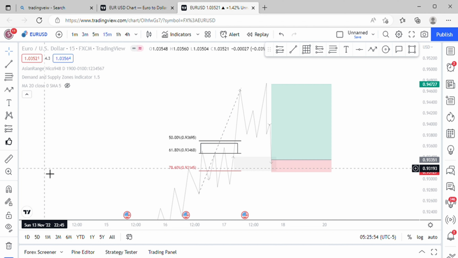During the execution, our stop loss will be below the demand zone, below the engulfing candle. Mainly we are using the engulfing candle as a confirmation because it's a momentum shifting candle.